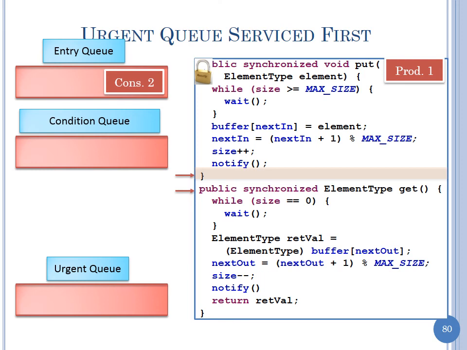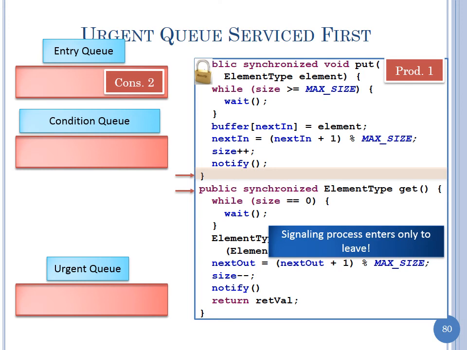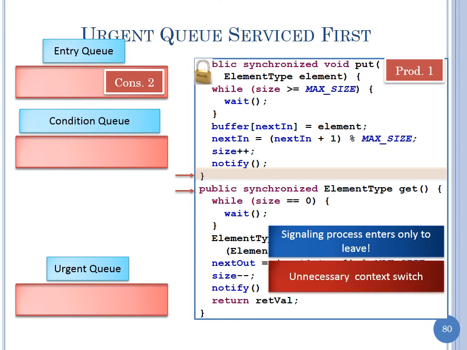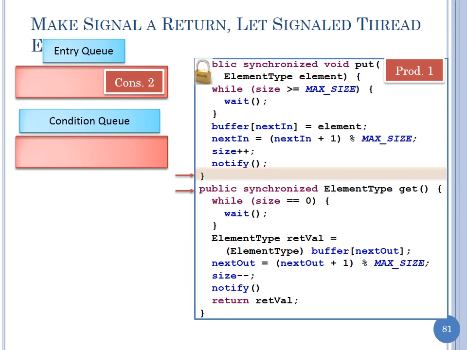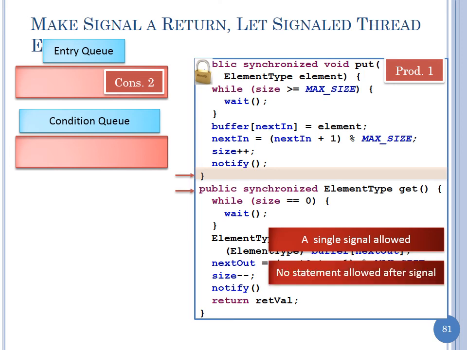So how do we solve the problem? The signaling process enters only to leave. We see that after notify, it did nothing else. So this is an unnecessary context switch. One solution was to say, whenever you do a notify, that is an implicit return. You cannot do any actions after notify. So a single signal is allowed. You can't do multiple signals. No statement allowed after signal.